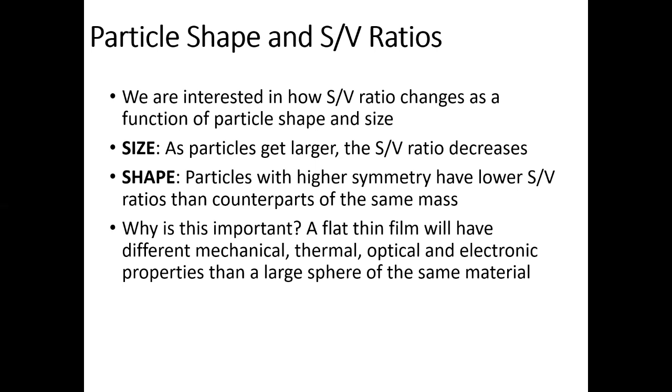Now we're getting to what's called surface to volume ratio. We are hinting at it for a while now, so let's get into it. We are interested in how surface to volume ratio changes as a function of particle shape and size. Very simple thing. We're now getting into geometry. Okay, we did some algebra, we're going to do more algebra and now some geometry. As a particle gets larger, the surface to volume ratio decreases. This is why bulk materials are basically stable, because their surface is very small compared to their bulk.